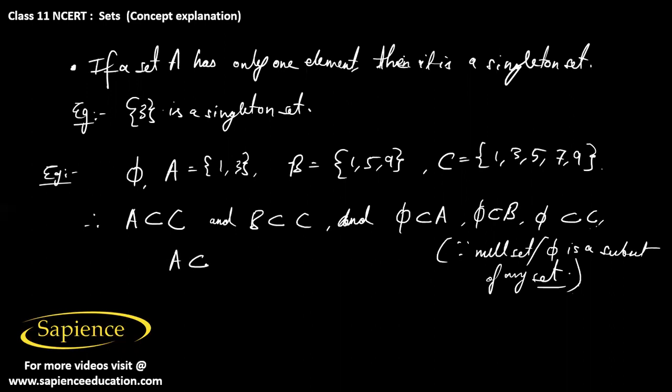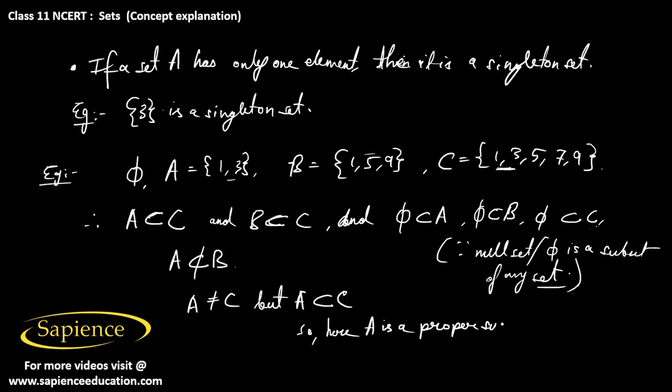Here we can see that A is not a subset of B, since only the element 1 is common to A and B, but the remaining are not the same. A is a subset of C since 1 and 3 are also there in the set C. So A and C are not the same, A is not equal to C, but A is a subset of C. So here A is a proper subset of C, and C is the superset of A.